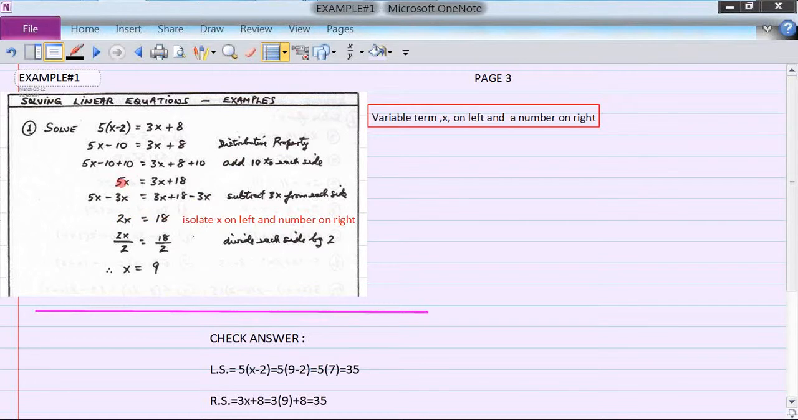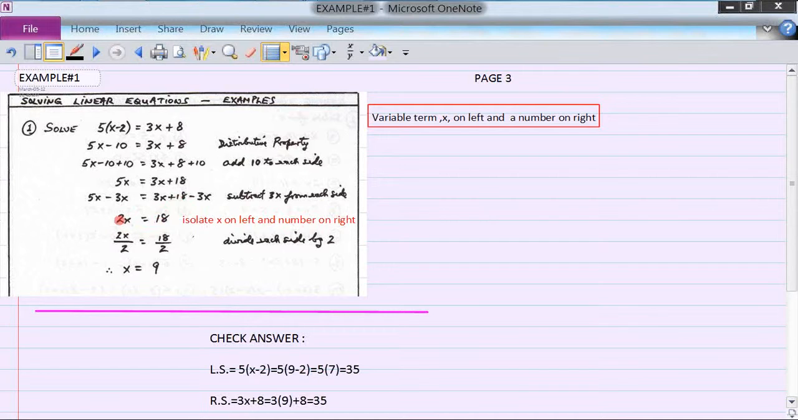So let me go over that again. We've got 5x equals 3x plus 18. We only want a number on the right side of the equation. We don't want this 3x term here on the right side. So I'm going to subtract it out. But if I do that to one side, I've got to do it to the other side. So I've got to subtract 3x from the right side. So 5x minus 3x is 2x. And the 3x and the minus 3x here sum to 0, and I'm only left with 18.